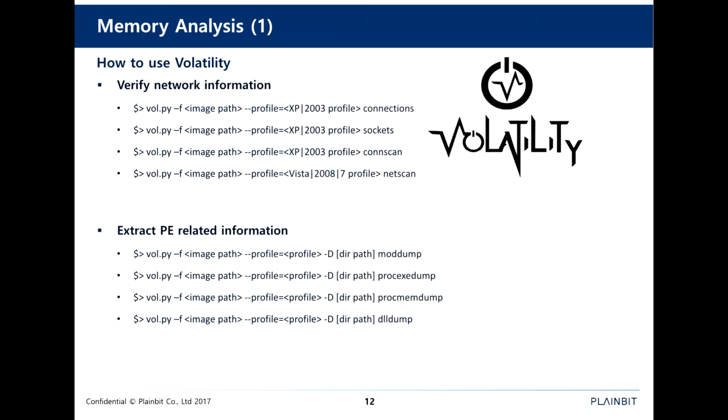You can also check the network information in memory. There are 4 plugins that analyze network information. However, each plugin is used differently depending on the operating system. Connections, sockets, and ConnScan plugins are used when the memory file is Windows XP or 2003. If you use these plugins on Windows 7 or later, the analysis will not work properly. The NetScan plugin is only available if the memory file is Windows Vista or later.